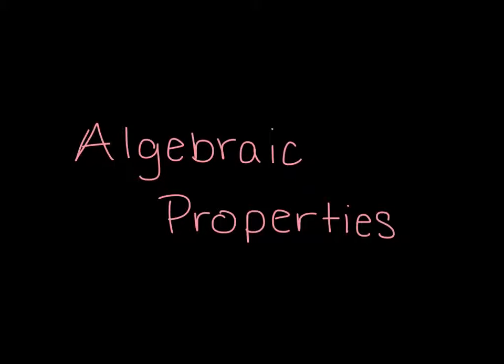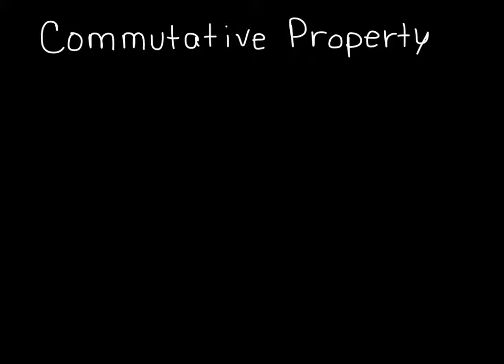So we want to look at just a couple of real basic algebraic properties today and what they do and what they allow us to do and how we can use them to justify problem solving. So the first and probably most basic property we're going to talk about today is called the commutative property. And the commutative property deals with the order of the numbers when you're doing an operation.